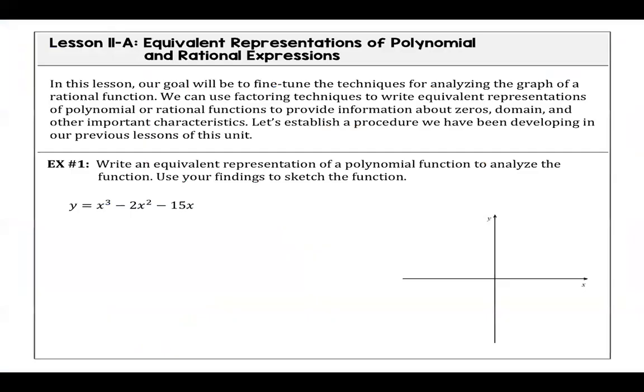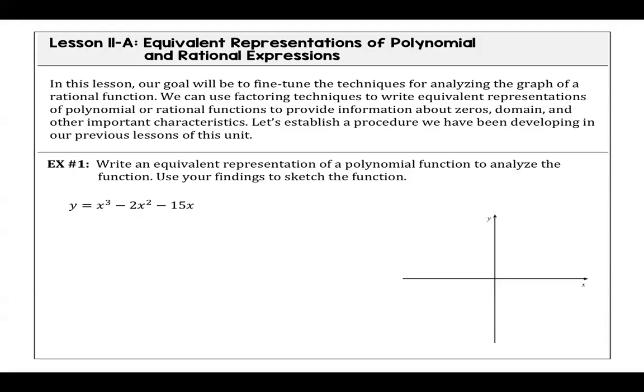So with that being said, in this lesson, our goal is to fine tune our techniques for graphing rational functions, like making sure that we can break down and analyze all pieces of the rational functions. And so when we're talking about writing equivalent representation of polynomial functions to analyze, what that means is that you're simply writing it in factored form, okay? So when they tell you to write equivalent representation, it's asking you to write it as a factored form. So your equivalent is between your standard and your factor. Does that make sense? Okay.